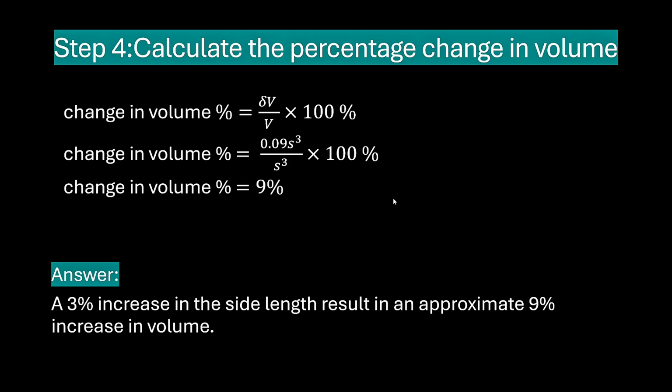For the calculation, the s powered by 3 terms in the numerator and the denominator cancel each other out, which leaves 0.09 times 100%. This yields the final percentage as 9%. The overall answer is that a 3% increase in the side length results in an approximate 9% increase in volume. That's all from me.